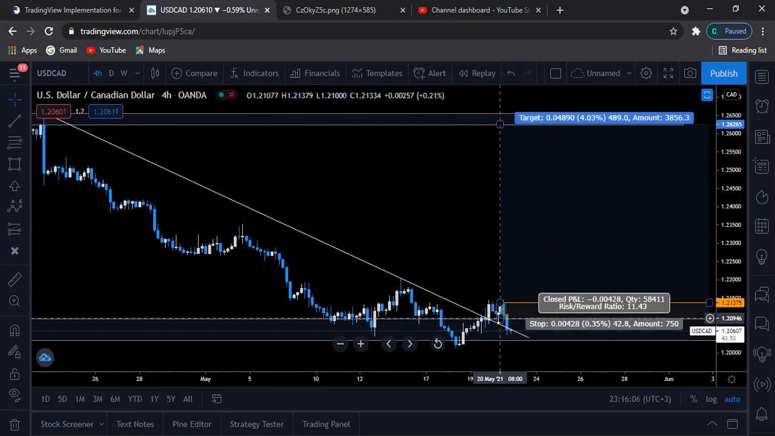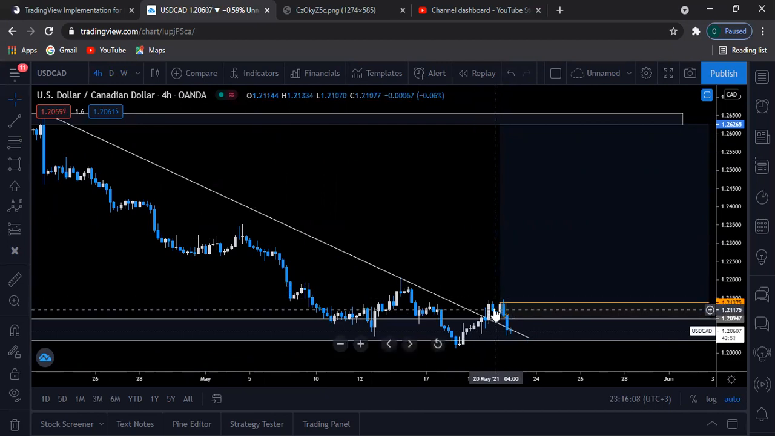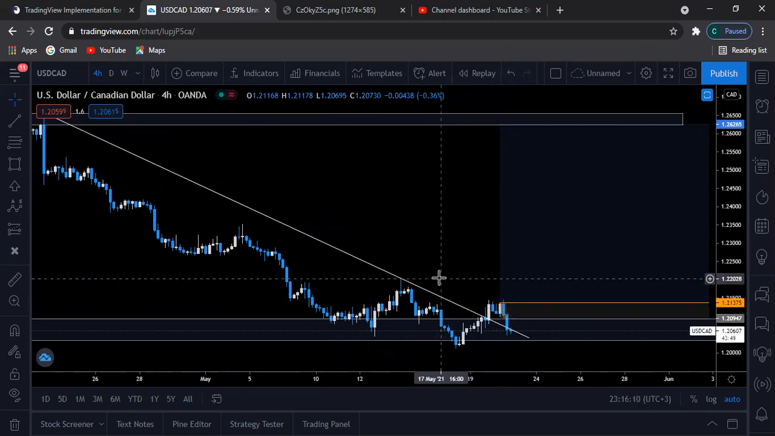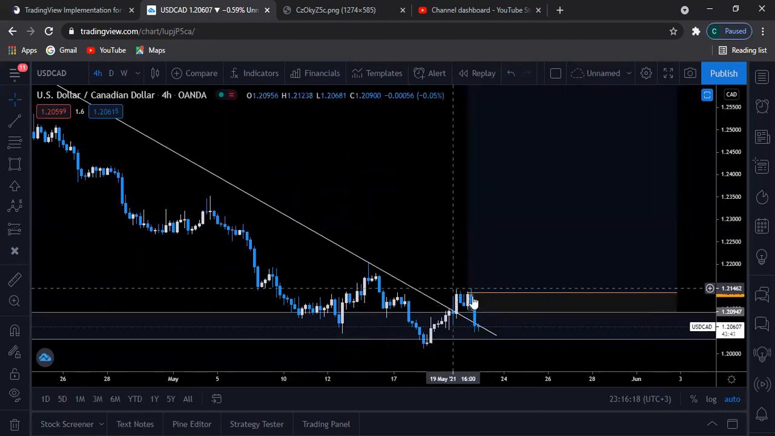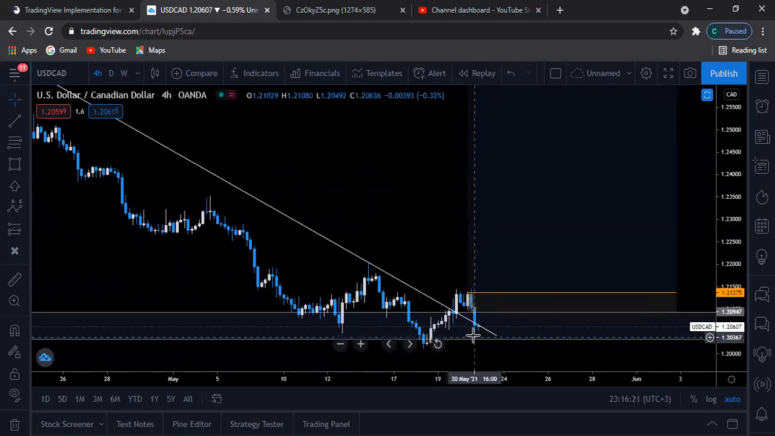And then once prices formed this bullish engulfing candlestick, I was like, okay, it's time to pull the trigger. The bulls are going in. But then prices rejected, and they didn't reject, they just reversed and stopped us out.